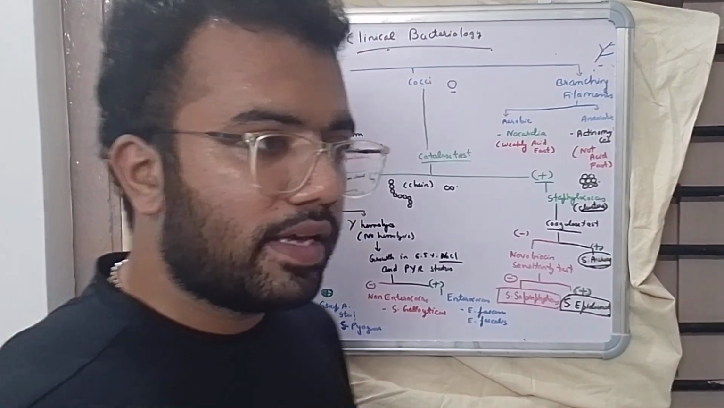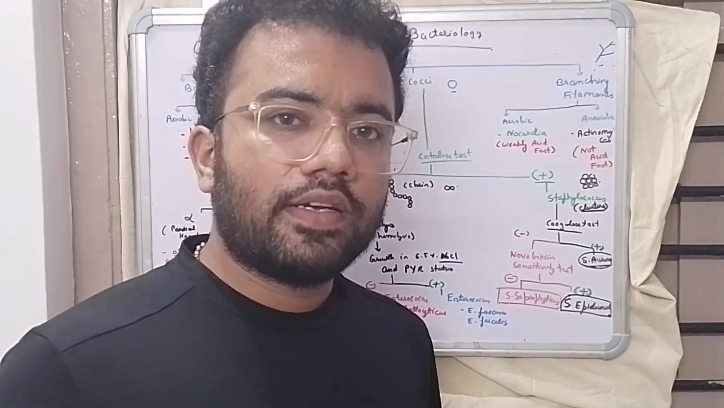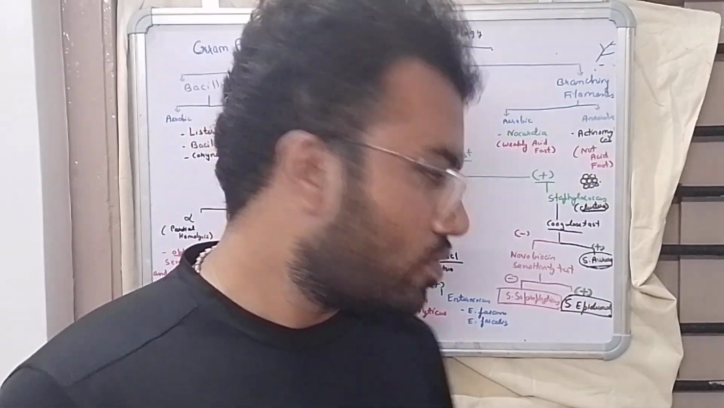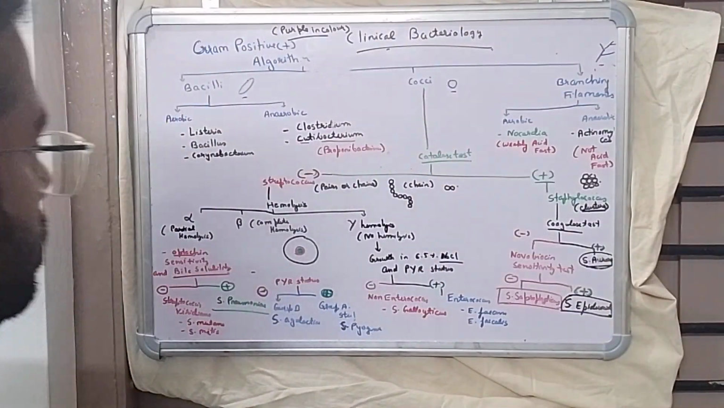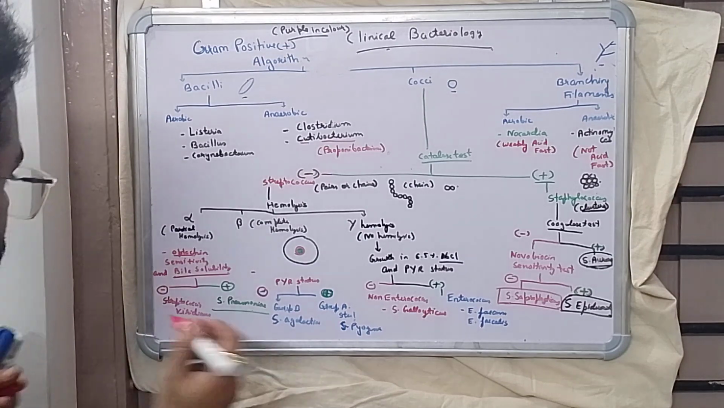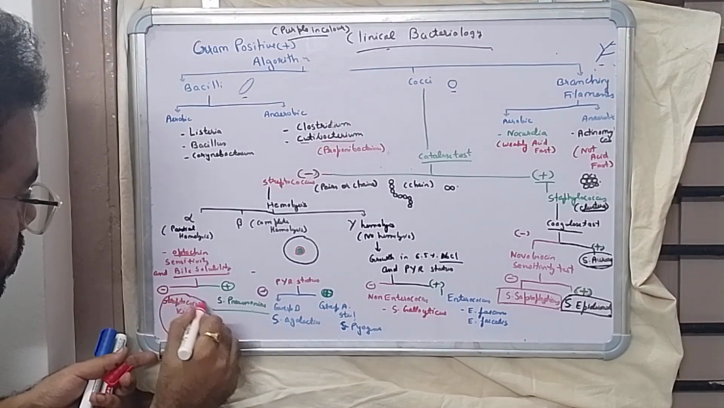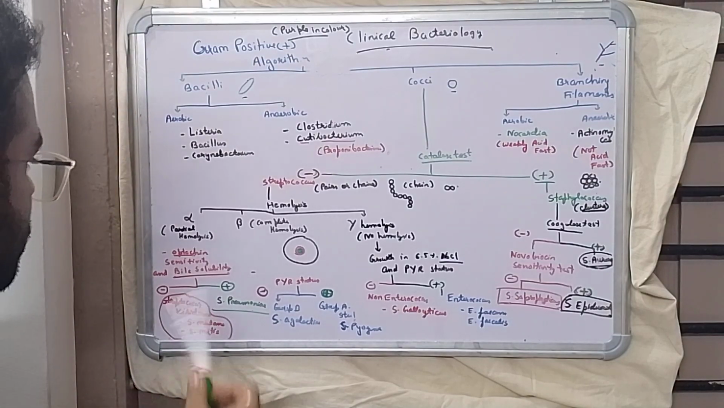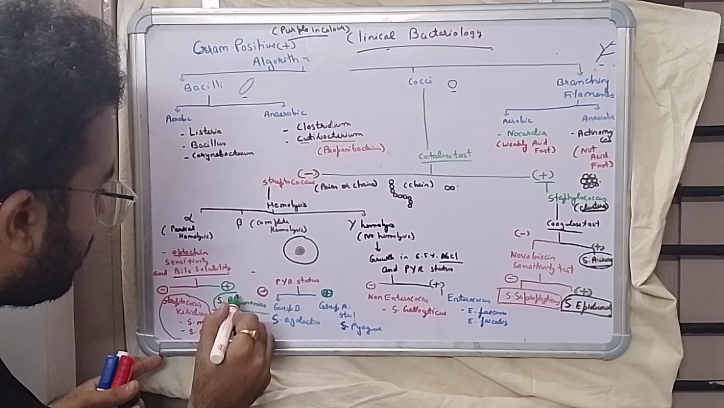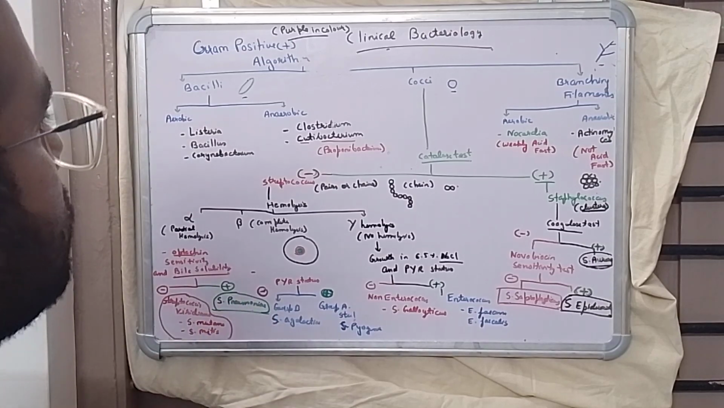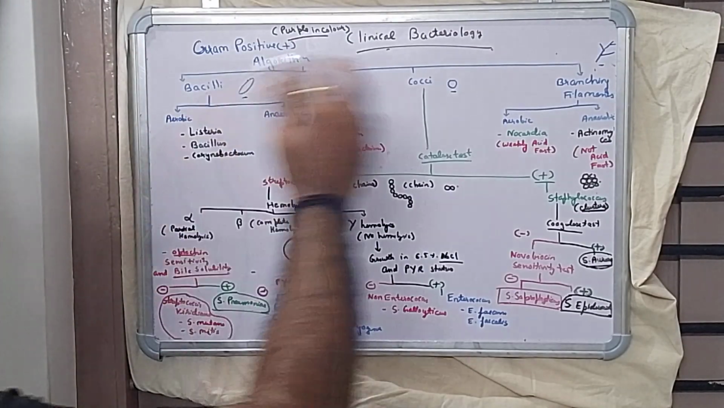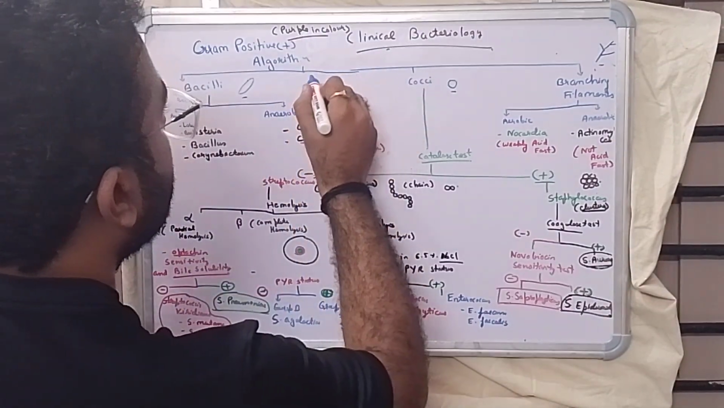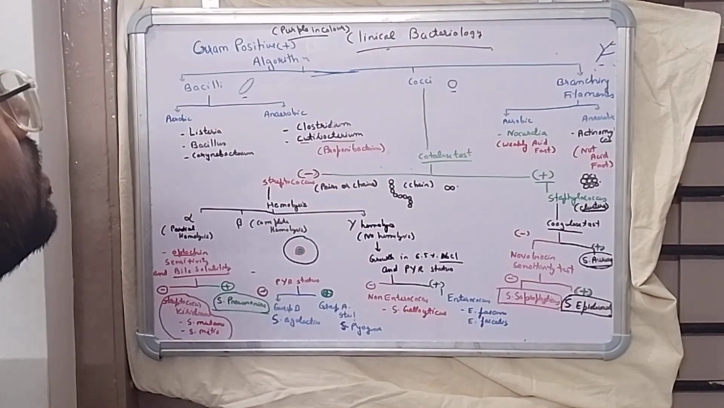That is, Group B, S agalactiae, causes meningitis in children, while S pneumoniae causes meningitis in adults. So it's simplified for you. Negative is Streptococcus viridans, and S pneumoniae is positive, with partial alpha hemolysis. So yeah, this is the whole algorithm of gram positive bacteria, which are purple in color.